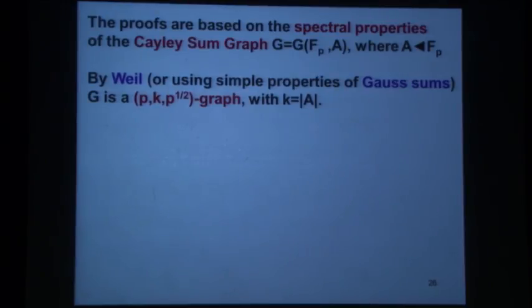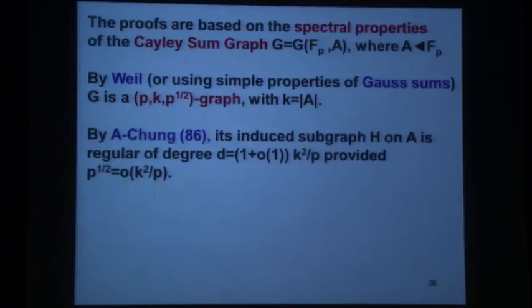And then we can bound all the other eigenvalues. So either we can use some simple properties of Gauss sums, or we can apply Weil as it is, and show that the second eigenvalue in absolute value is at most p to the 1/2. You see that this is useful only if k is bigger than p to the 1/2. Otherwise, it doesn't say anything, but it's OK. So we know that this graph, for our k, which is more than p to the 3/4, looks kind of random.